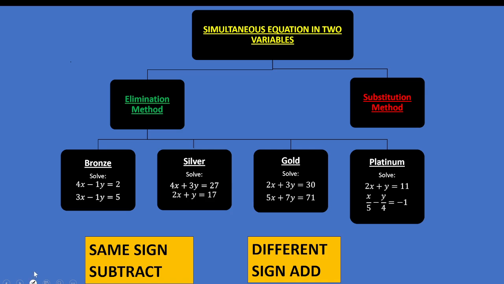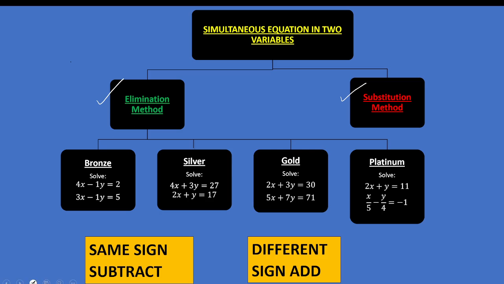See, simultaneous equations in two variables, we can solve this type of equations by using two methods. The first one is the elimination method, which we are going to see today, and another one is substitution, which I'm planning to cover in another video. So let's focus today on the elimination method only.